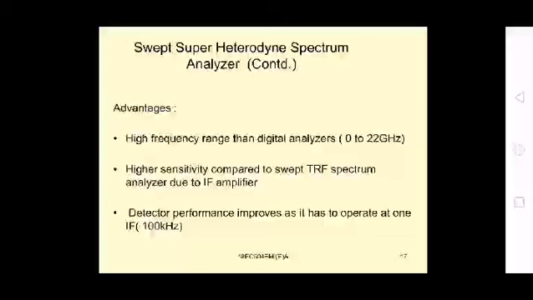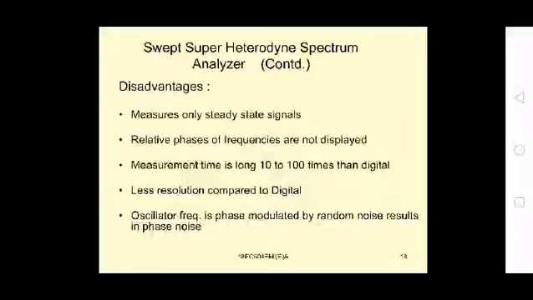It provides a high frequency range, higher sensitivity compared to the TRF receiver, and detector performance is improved as it has to operate only at one IF frequency of 100 kilohertz. And the disadvantages are: it can only measure steady state signals, relative phases of frequencies are not displayed, measurement time is long, 10 to 100 times that of digital techniques, less resolution compared to digital techniques, and the oscillator frequency is modulated by external random noise, which results in phase noise.